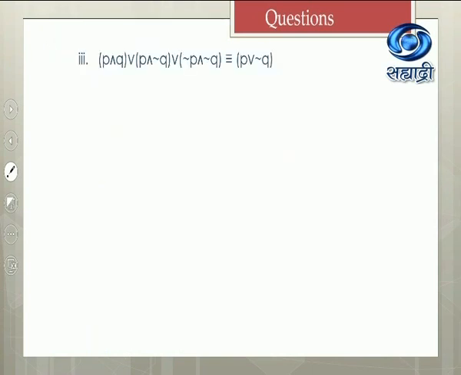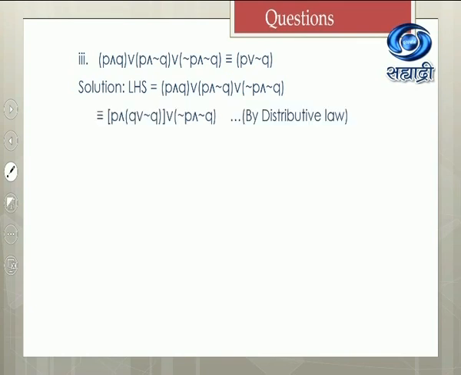Next example, P and Q or P and negation Q or negation P and negation Q is equivalent to P or negation Q. Now LHS over here is P and Q or P and negation Q or negation P and negation Q. So by distributive law, observe here students, now this P is there and Q or negation Q. So by distributive law we get P and Q or negation Q, or negation P and negation Q.